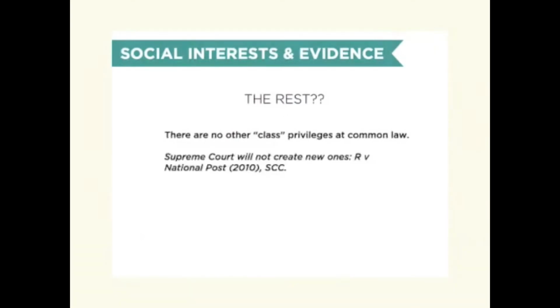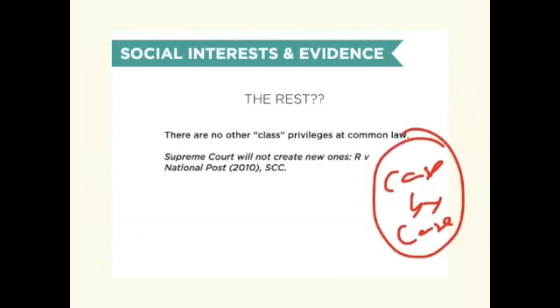In an important 2010 case, the Supreme Court said we're not creating any new class privileges at common law. And what that means is, police informant privilege is a class privilege. It means any police informant has a right to the protection in question. Spousal communication privilege, another class privilege. There are no more. The Supreme Court has cut down on every other privilege and said, as we'll see in a moment, that those will be dealt with on a case-by-case basis.